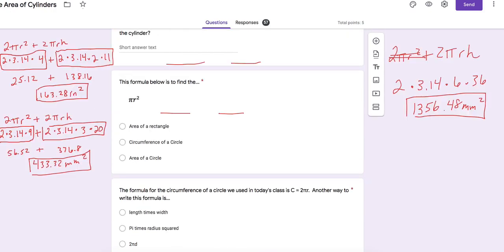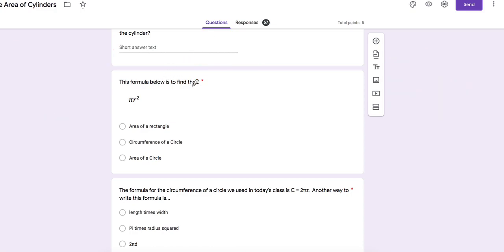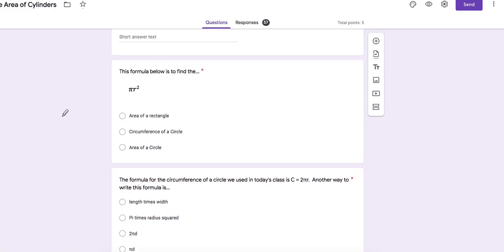For this one over here, this would be number 4. The formula below is used to find the area of a circle. So pi r squared finds us the area of a circle. And then over here, circumference equals 2 pi r. That is the formula to find the circumference of a circle, but there's another formula that we can use. Remember, the radius is always half the diameter. So if I take the radius and multiply it by 2, this 2r represents the diameter. The pi stays the same, so I'm left with pi d. So the circumference is equal to pi times diameter.